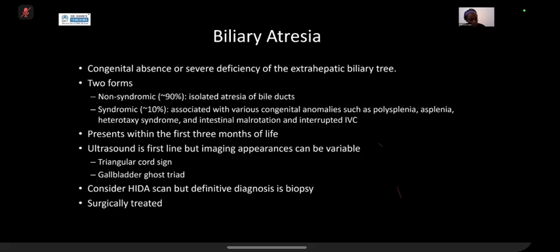If it's caught late, or if the patient goes on to develop cirrhosis and ends up in liver failure, then they can end up needing a transplant, and the most common cause of transplantation in the UK and in pediatric patients is biliary atresia.